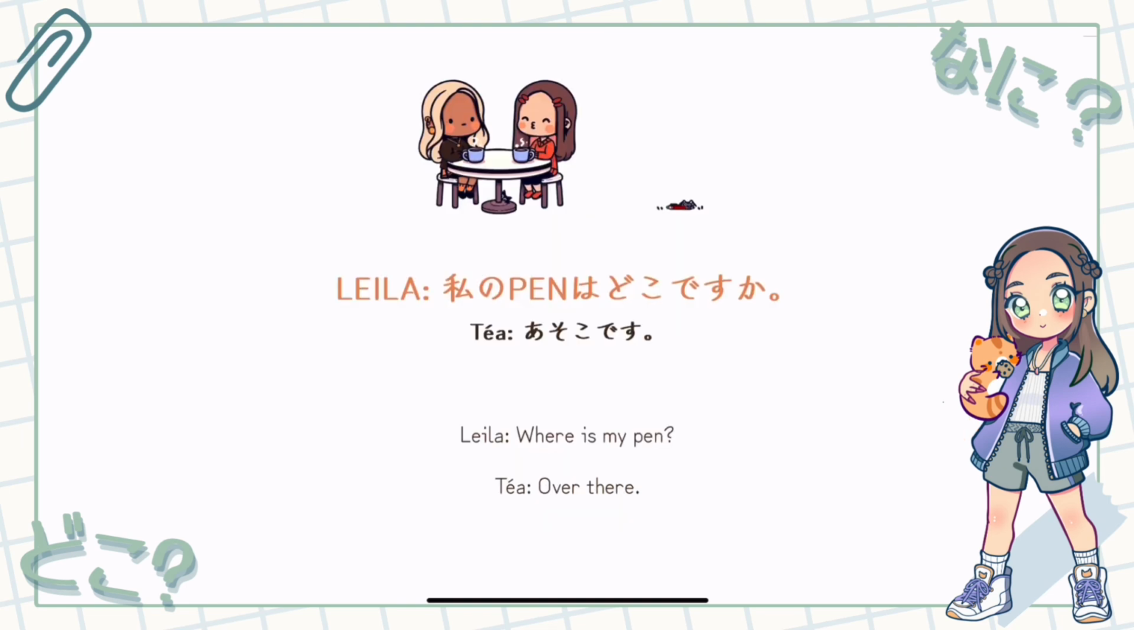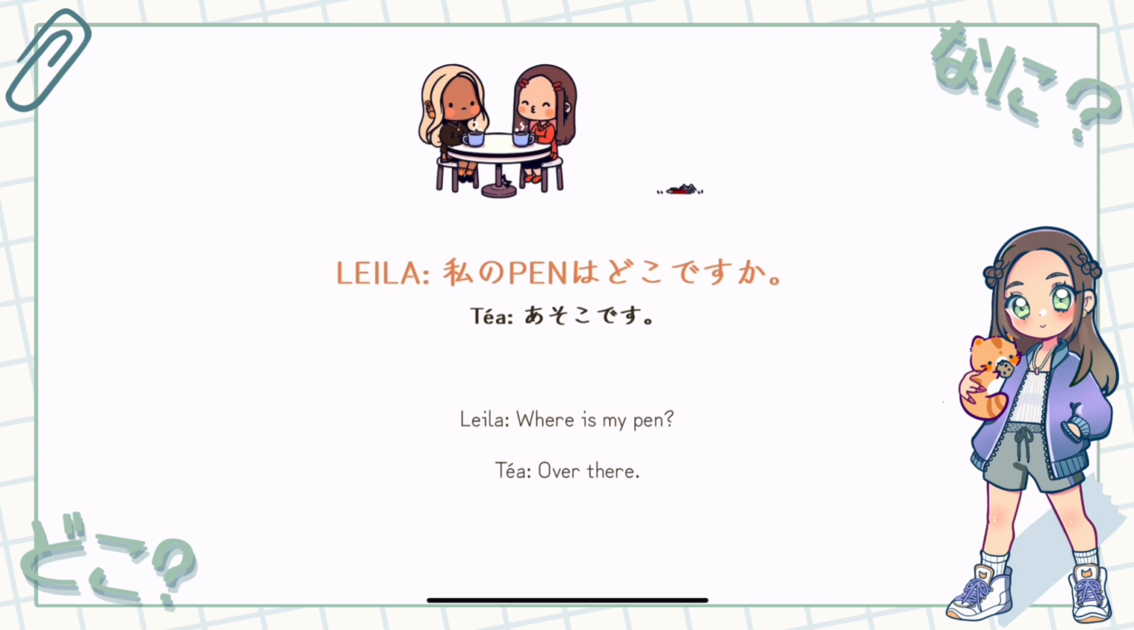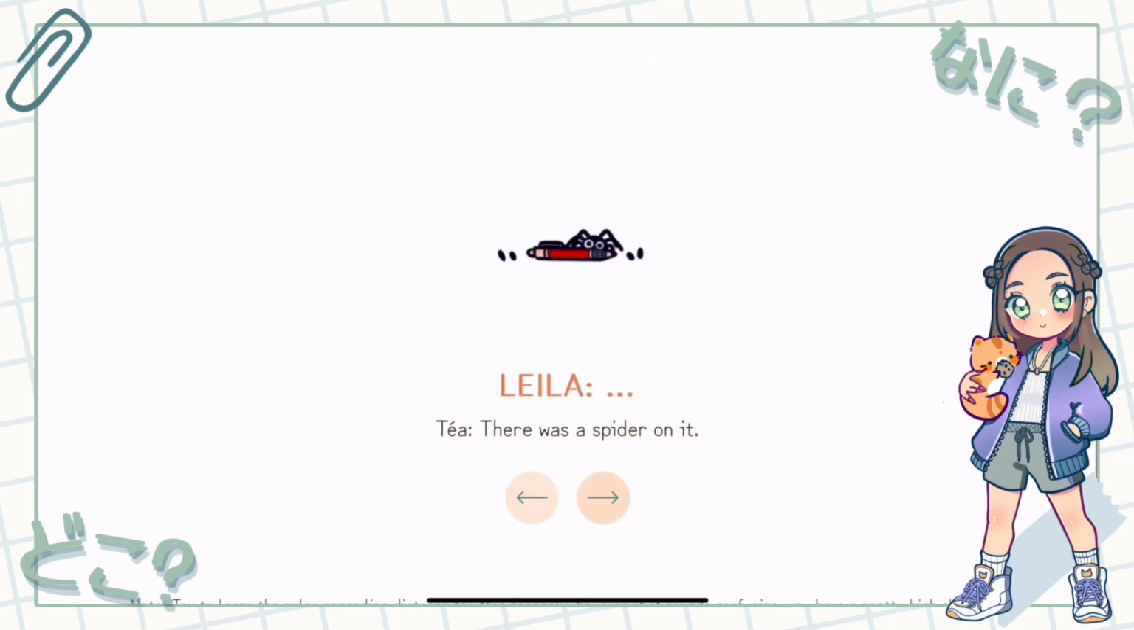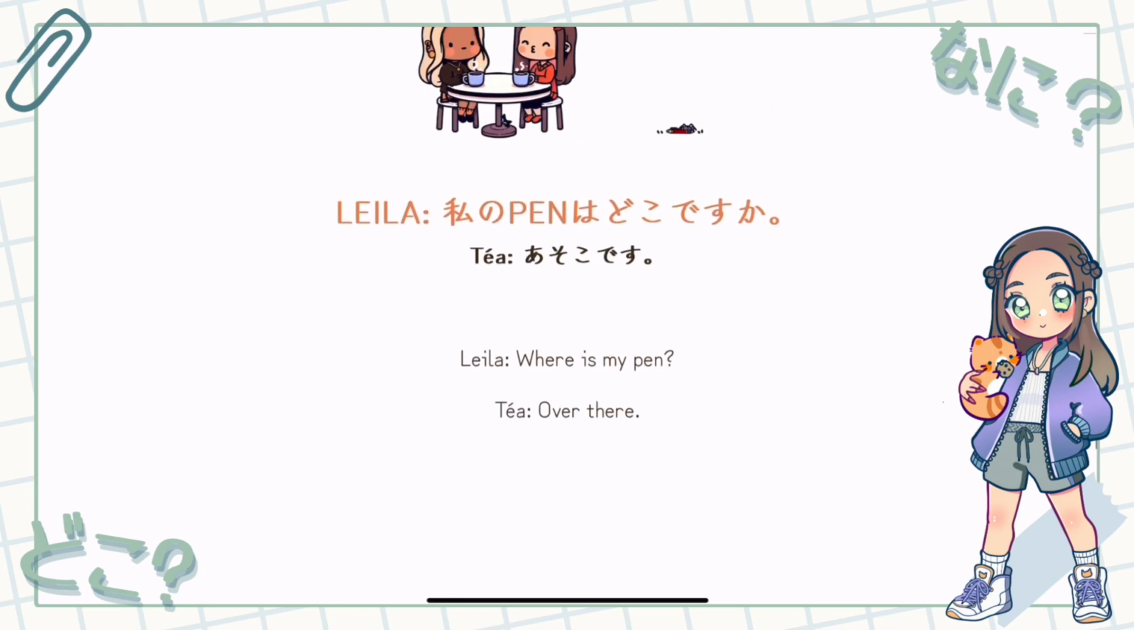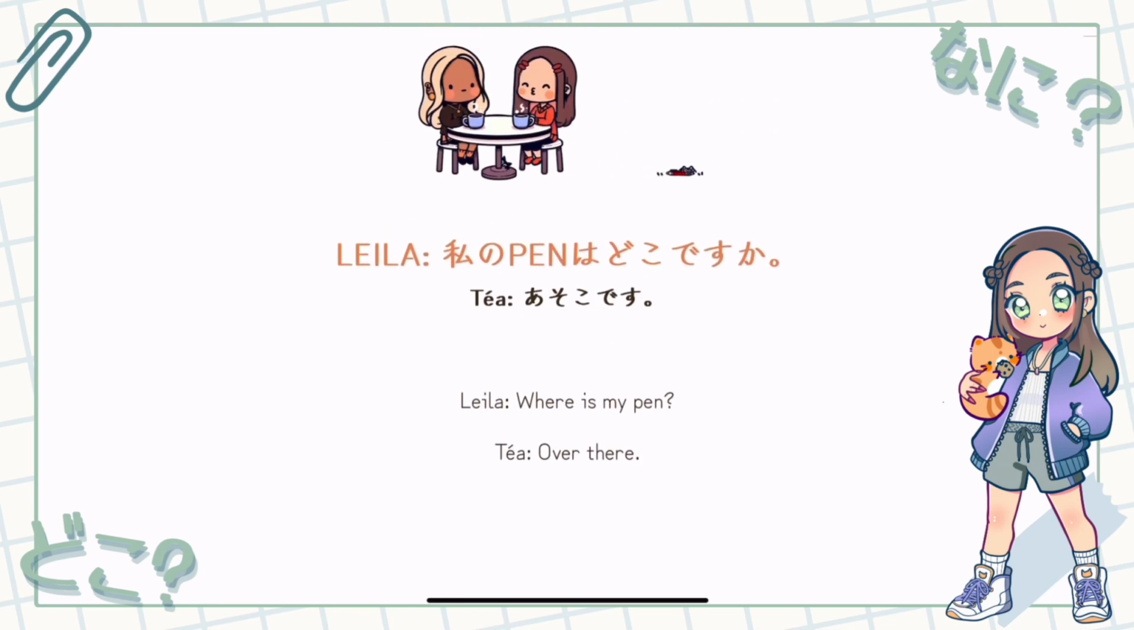Okay, example number 2. Layla: 私のペンはどこですか? Where is my pen? Taya: あそこです. It's over there. Layla: ... Taya: there was a spider on it. And I completely agree. I would throw my pen too.